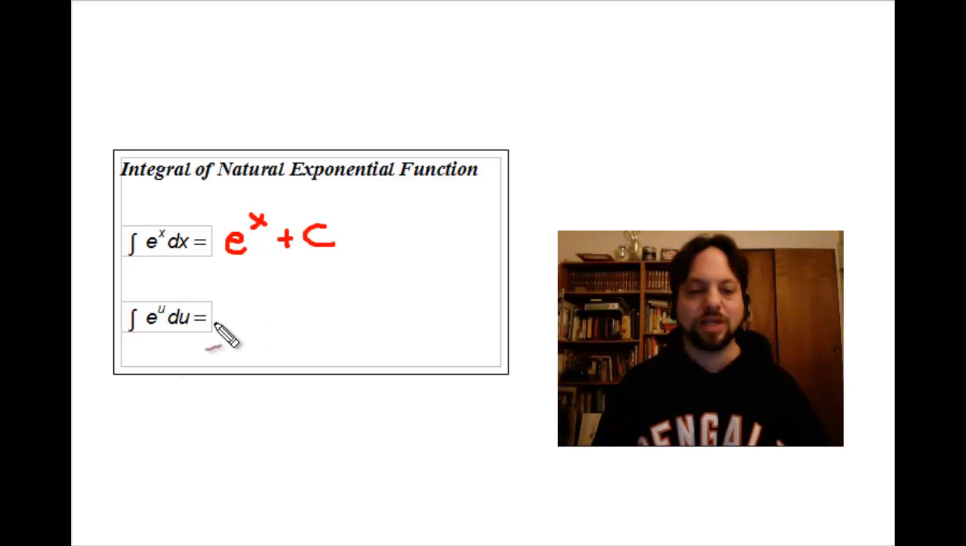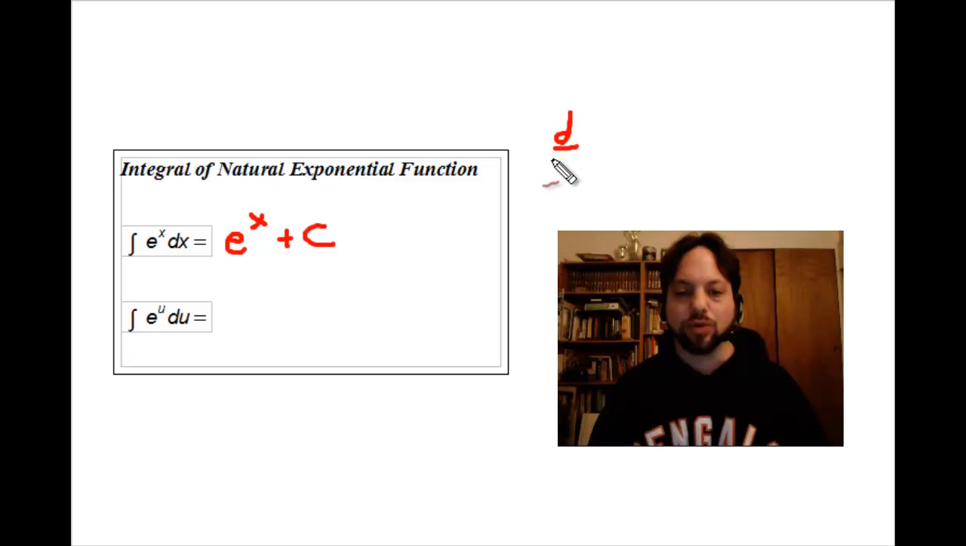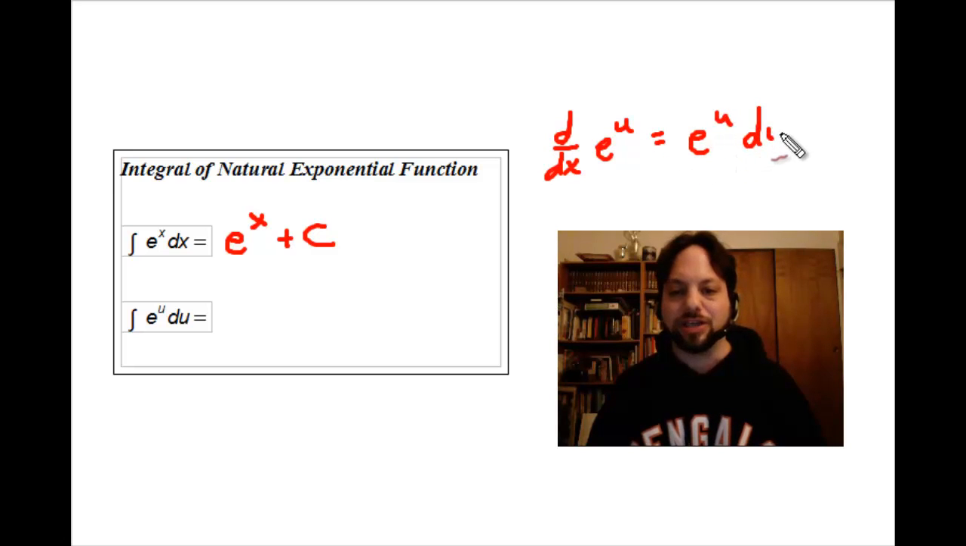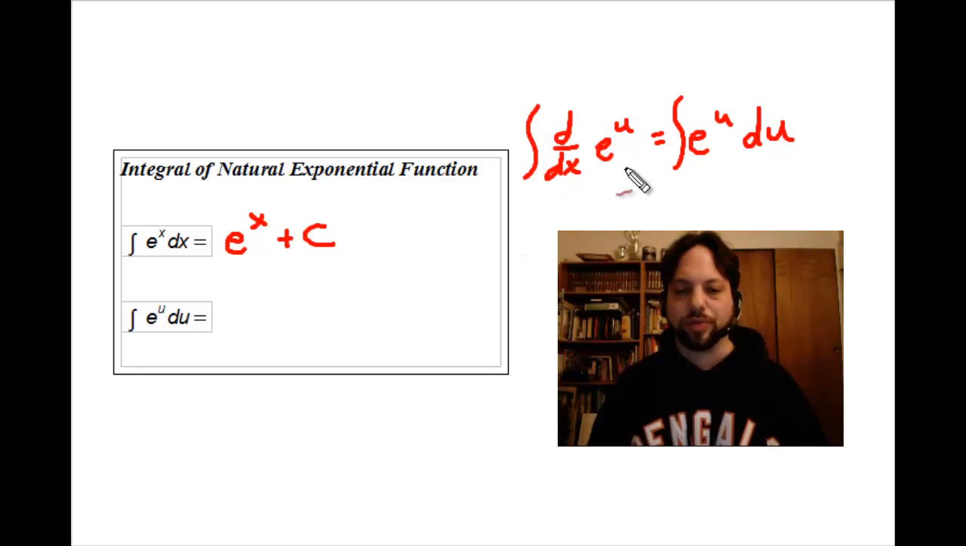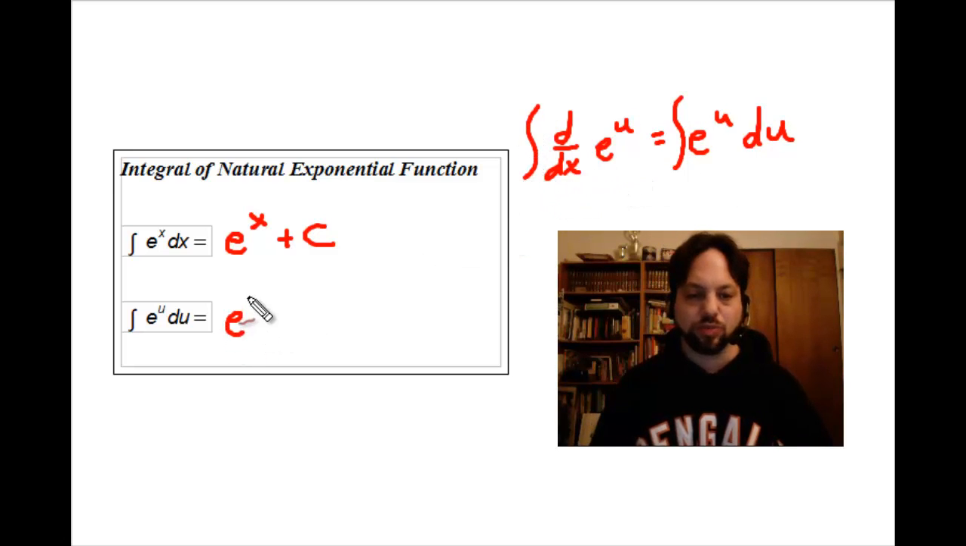Well, the second one is relatively easy as well. Remember that by the chain rule, if we're differentiating e to the u, what we're going to get is e to the u du. So, of course, if we wanted to integrate e to the u du, what would we get? Well, that would just bring us right back to e to the u plus c.